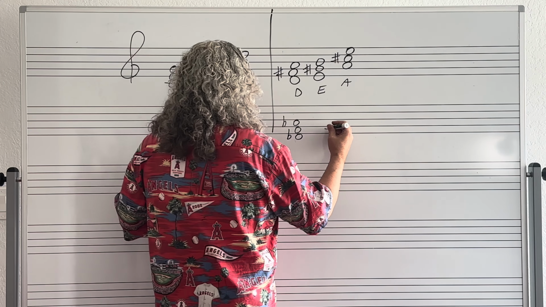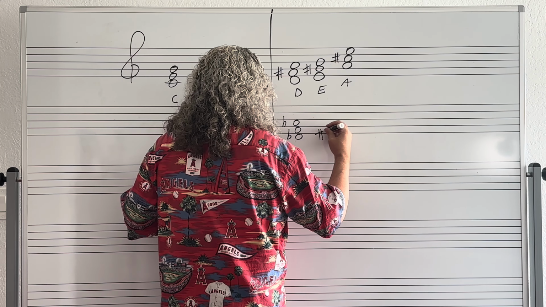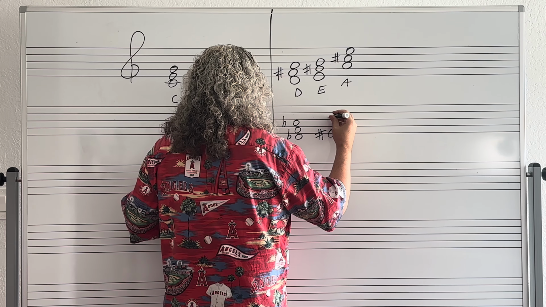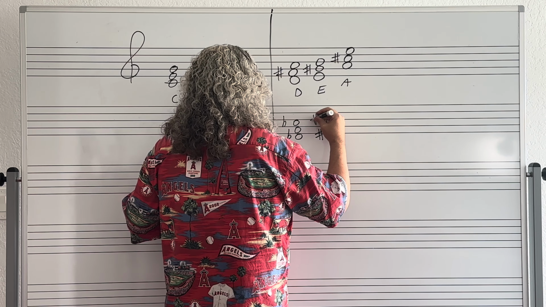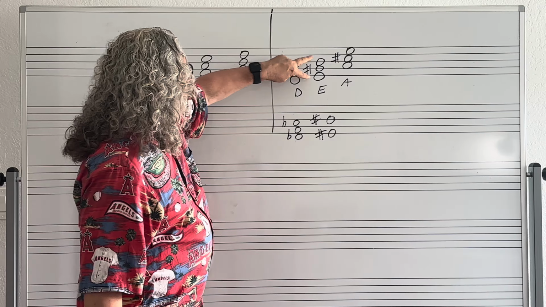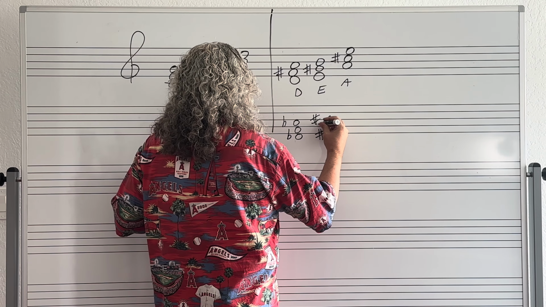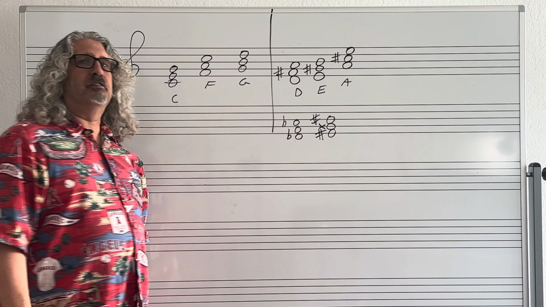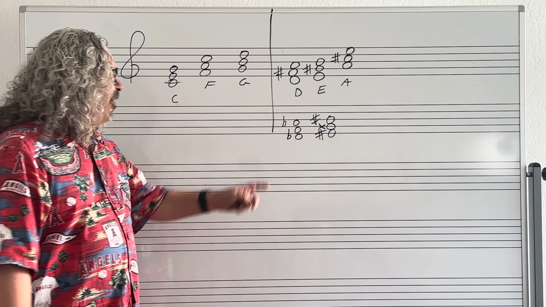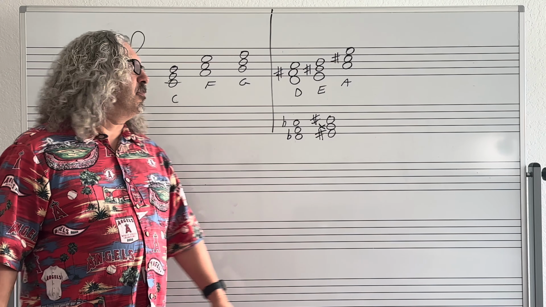Let me do one off of E. Let's do an E sharp major chord. That's ugly, okay? My outers are going to be the same, and my middle note is going to be one accidental higher, which would be a double sharp, because that would be one accidental higher than the sharp.